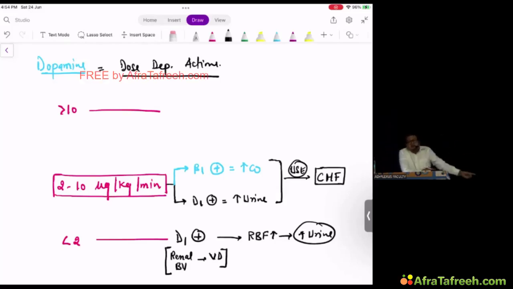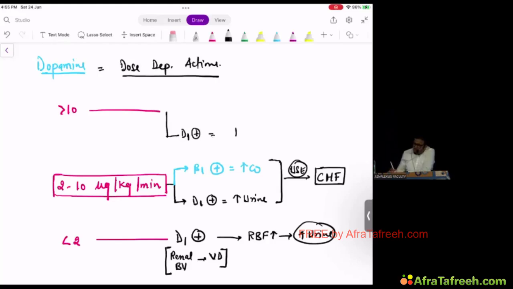Someday he develops worsening of symptom due to XYZ reason. He will now be admitted and given which drug? IV. So this is a drug used in CHF, but which kind of CHF? Severe CHF, or you can call acute decompensated CHF. When we go to CHF chapter, we'll come back to it. Understood? So first use of dopamine is in treatment of heart failure. High dose, further high dose, which action will continue? D1 action will continue. That is going to increase urine.